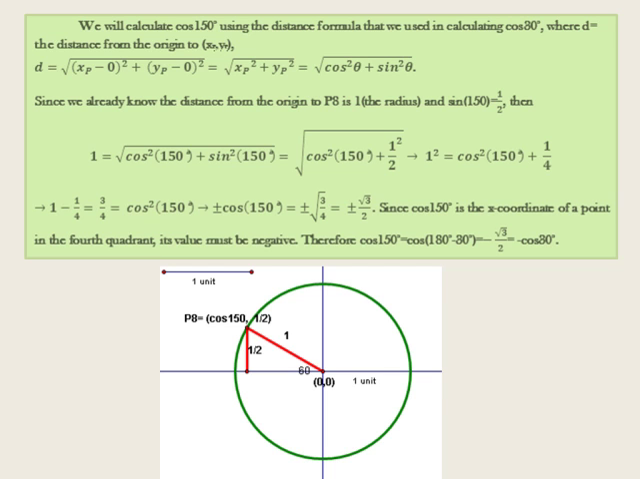plus or minus cosine of 150 degrees equals plus or minus square root of 3 over 2. Since cosine of 150 degrees is the x-coordinate of a point in the second quadrant, its value must be negative. Therefore, cosine of 150 degrees equals negative square root of 3 divided by 2, which equals negative cosine of 30 degrees.